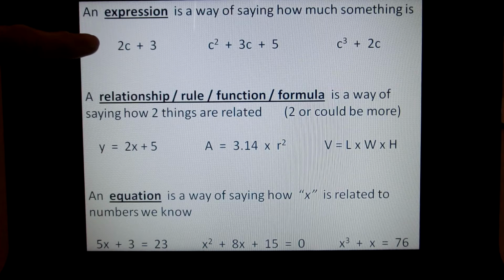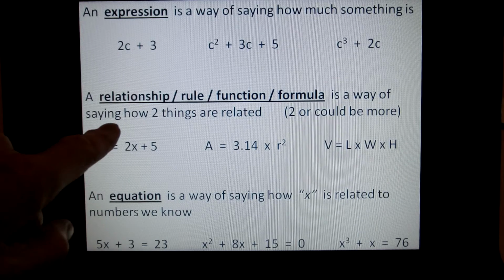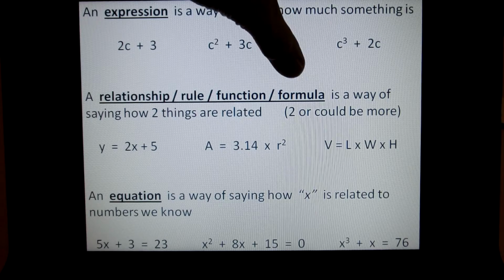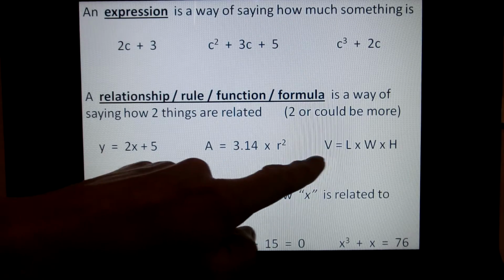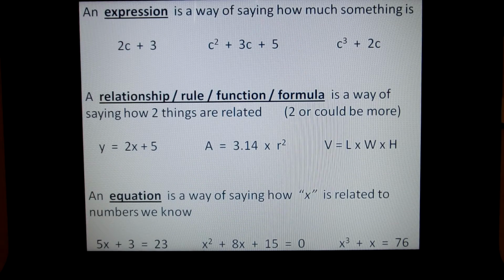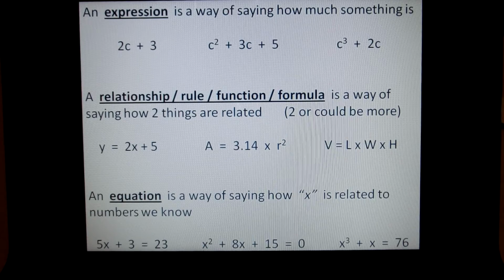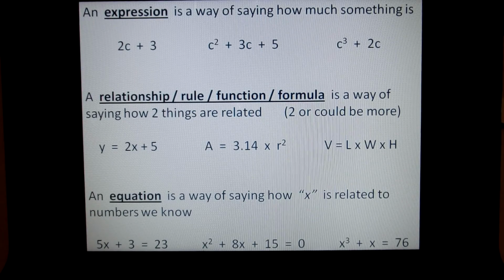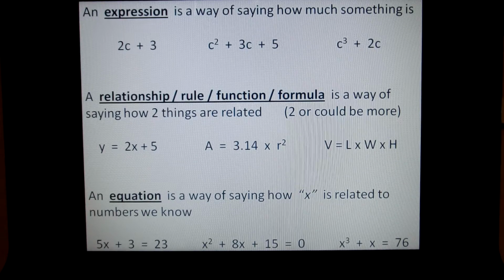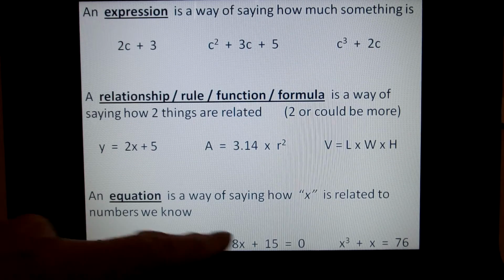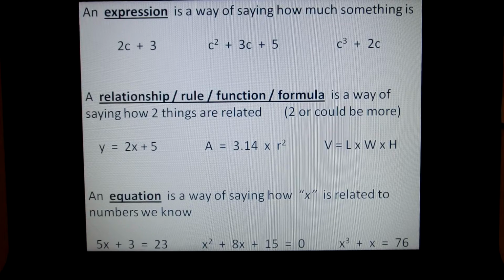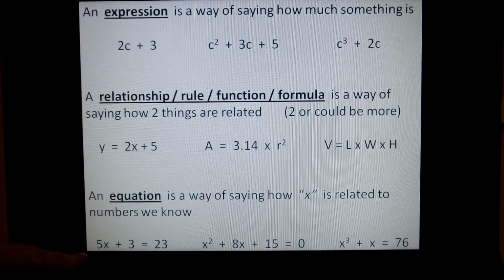So an expression never has an equal sign. It's just a way of saying how much something is. It doesn't need an equal sign. A relationship, a rule, function or formula generally will have an equal sign. The exception to that is if you were using a flow diagram or arrow language, when you could show the relationship using arrows or a flow diagram. An equation will always have an equal sign, but will only have one unknown or variable in it.